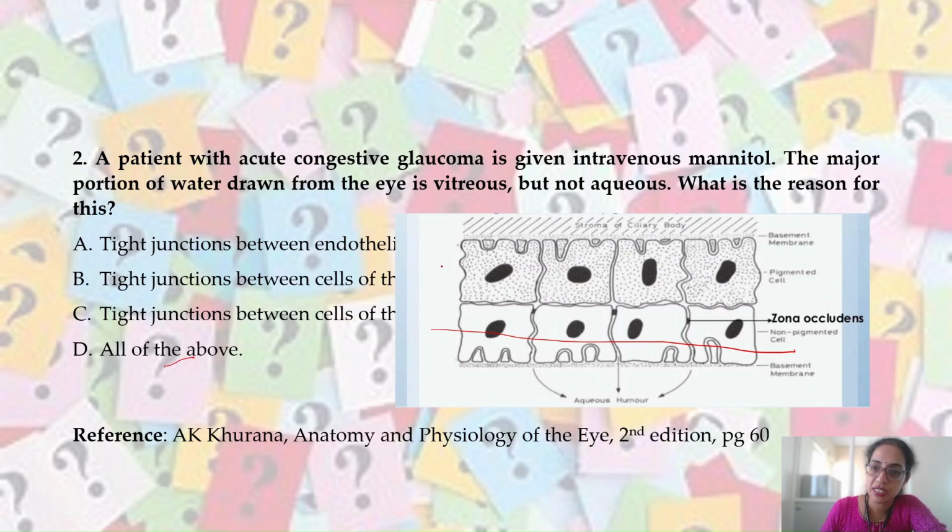Okay, so this is how the epithelium looks. This is the pigmented epithelium. This is the stroma, and this layer is the non-pigmented epithelium of the ciliary body. So here, can you see these are the zona occludens which form the blood ocular barrier.